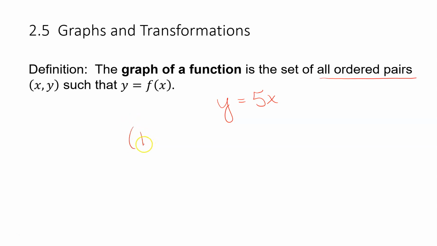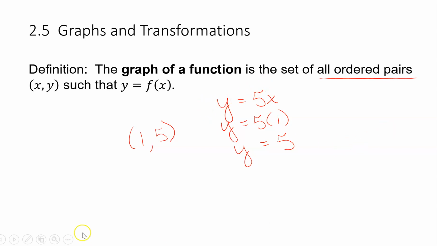We're writing an ordered pair, x is 1. To find the y that goes with it, we would plug in 1 for x. So then y is 5. When x is 1, y is 5. This is an ordered pair. It's a point that would be on the graph of y equals 5x. So you could do that for infinitely many values of x and get points that are on the graph. That whole entire set of points would make up the graph of the function.